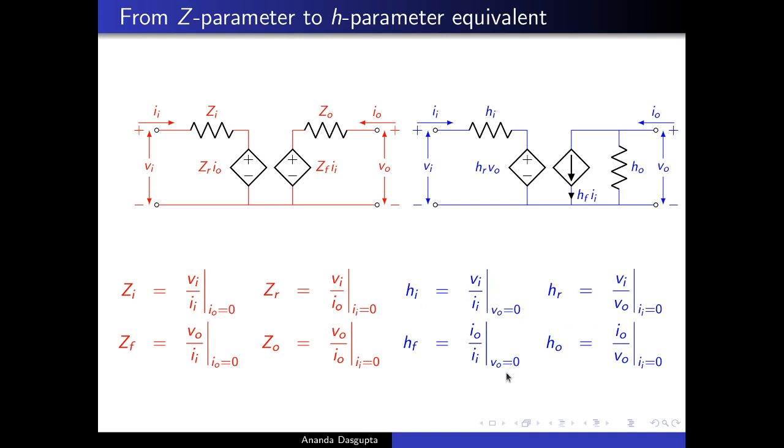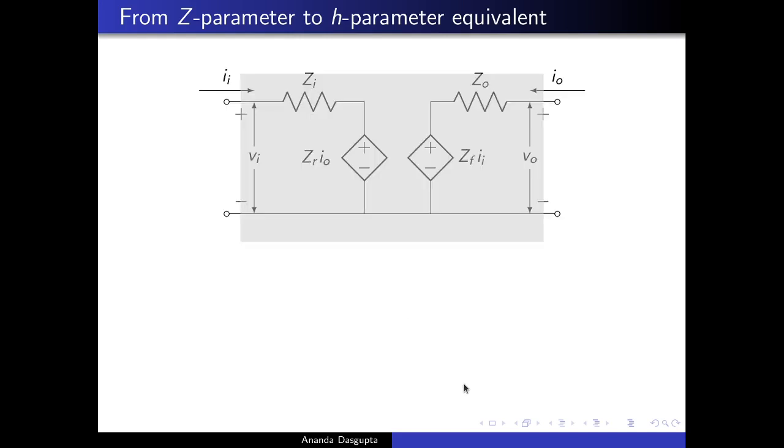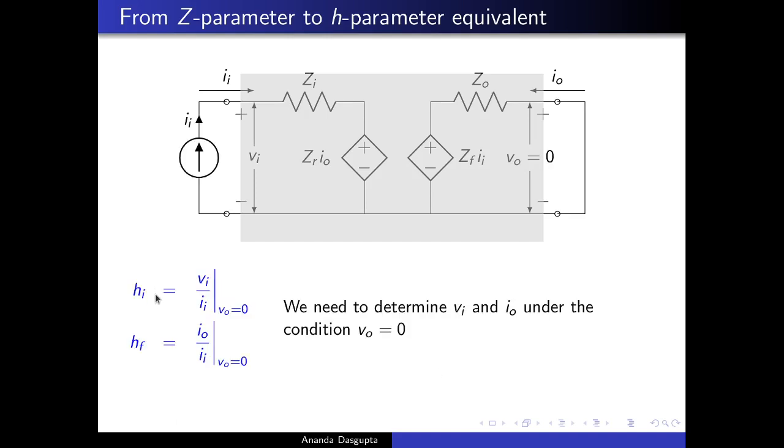In particular, take a look at this. Both Hi and Hf are evaluated under output short conditions. So what we do is we start with the Z parameter equivalent network for my black box, and because I want to set the output short for calculating Hi and Hf, we will just put a wire, or imagine that we are putting a wire here.